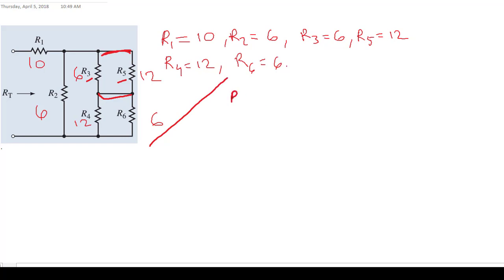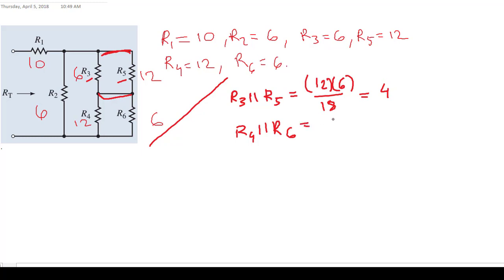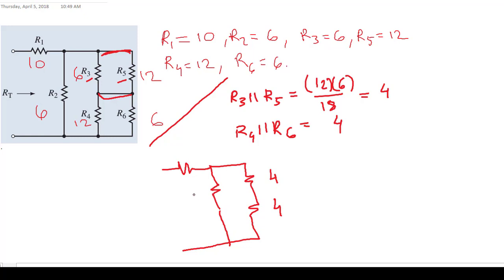R3 parallel to R5 gives us 12 times 6 over their total, which is 18, and that is 4. The same thing goes with R4 parallel to R6. The result is 4. So now our circuit is actually this one. There is R1, R2, then the two equivalents 4 and 4. Okay, so this is the circuit. This one is 4, this one is 4, this one is 6, and this one is 10.